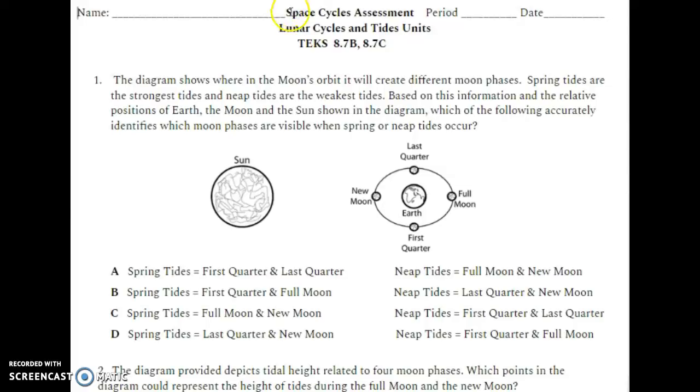Okay, this is the Space Cycles Assessment, Lunar Cycles, and Tide Unit Test Corrections. Make sure you guys dump everything on your test that we dump on ours in order to get your credit back. Number 1, the diagram shows where in the moon's orbit it will create different moon phases.